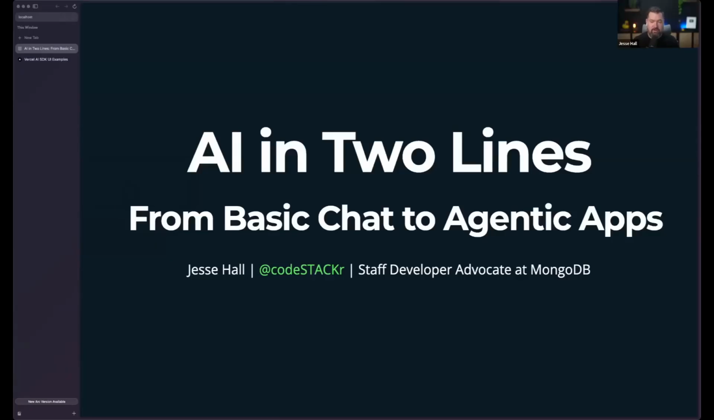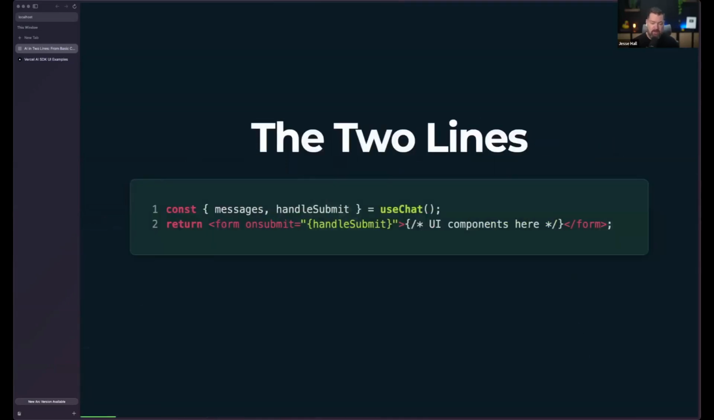So we are going to talk about AI in JavaScript, right? But AI in 2 lines of code. How about that? AI in 2 lines of code. So we're going to talk about some basic chat, and then go off into some agentic stuff as well. So covering the basics all the way to the more advanced as well. But here are those 2 lines of code. Really, if you just look at this, we're using a hook, useChat, and then we're just basically plopping that into our form. So this is basically it.